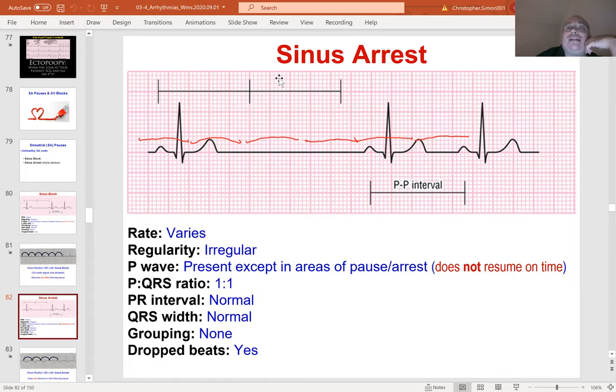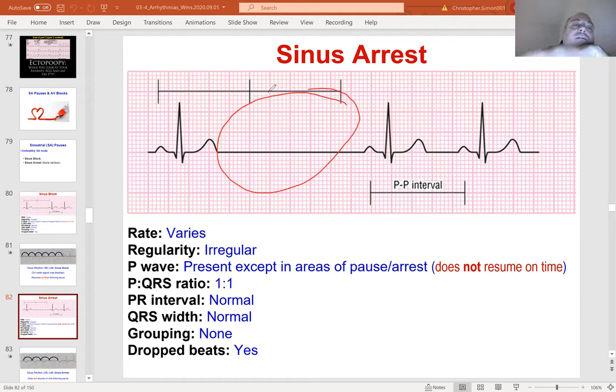Which is what we're looking at now. So you have the P, and you can label everything here. You see what's going on. We have a missing cardiac cycle or complex. Okay, so we know it's a sinus pause of some kind. So let's march it all out. So the P is here. It should be another one here. It should be another one here. Okay, so because we don't have it resuming on time, it's a sinus arrest.